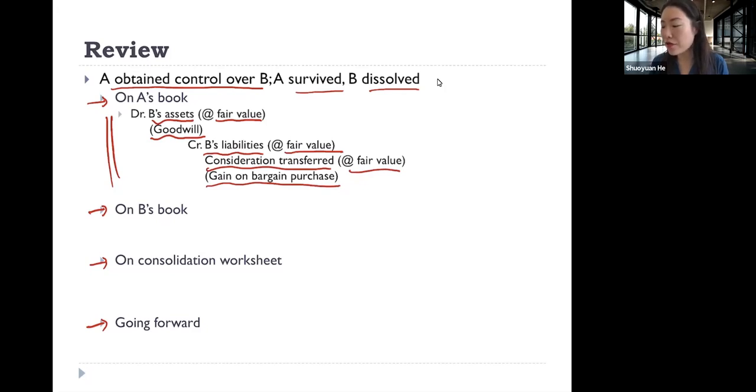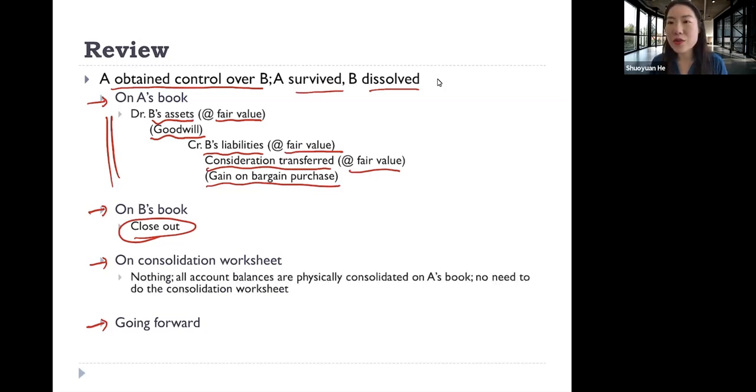And with regard to firm B, what we do is we close out firm B's book. So firm B dissolves, it no longer exists. So we need to close out its book. And then the consolidation worksheet. In the dissolution situation, firm B dissolves permanently. Which means that by using this journal entry, we already moved all of firm B's assets and liabilities to firm A's book.